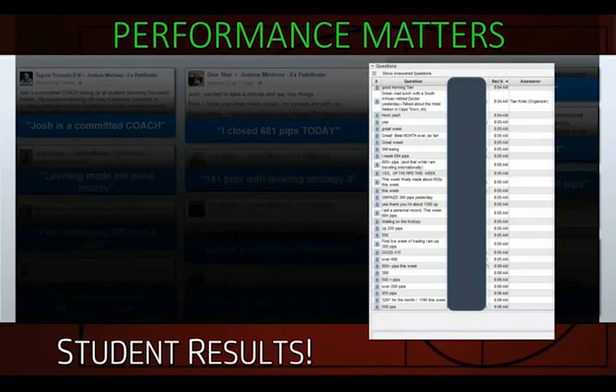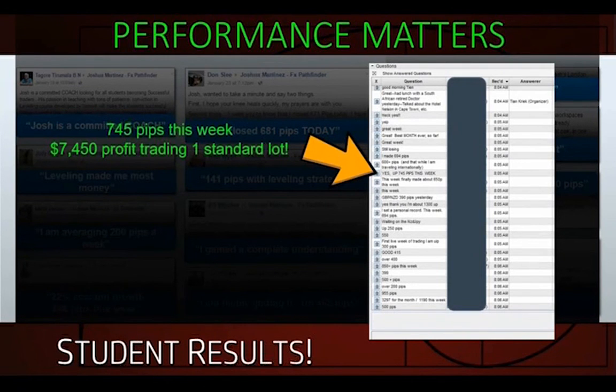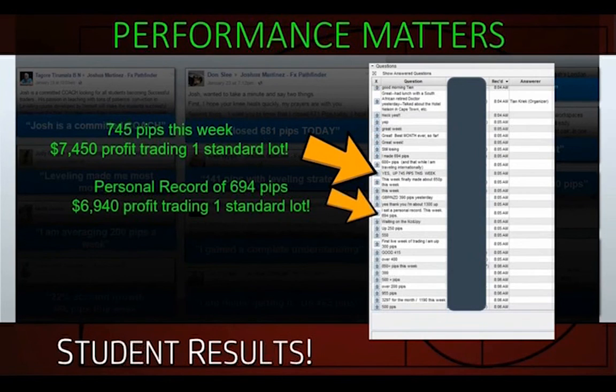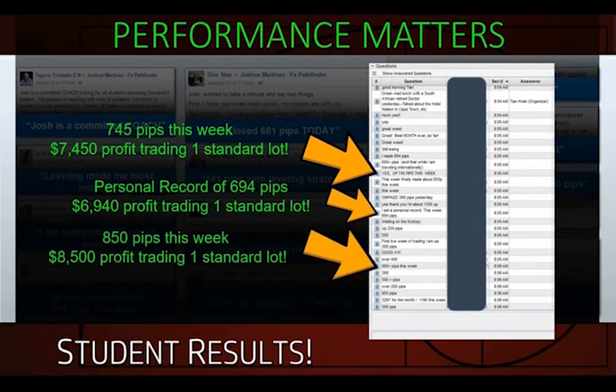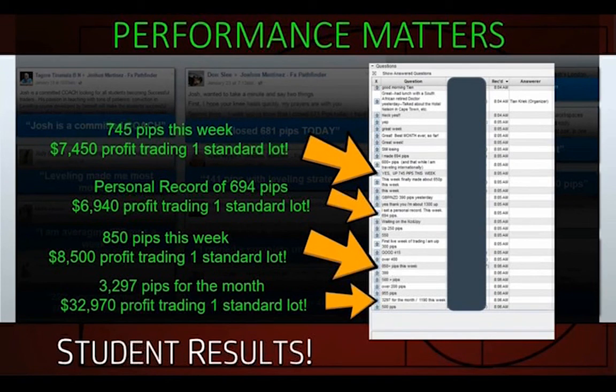And if you look at this, during those live sessions, what we do is we talk to students and ask, hey, how's the last week gone for you? And these are results that they have typed in. This is one of our classes. Remember I said we do a weekly class? So this student says, I'm up 745 pips for this week. This person said, I am up 694 pips. This person said, I am up 850 pips. This person, I am up 3,297 pips for the month.